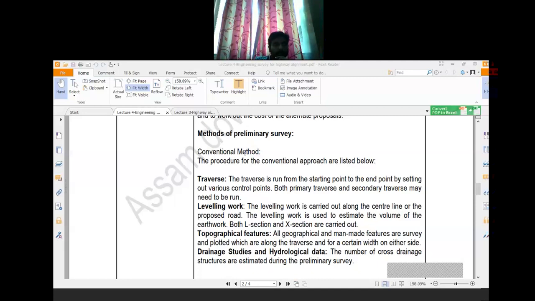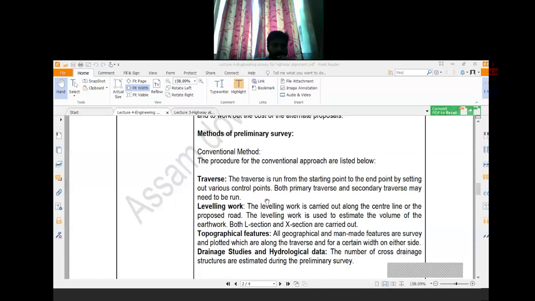Leveling work is where you calculate what leveling work is needed for your embankment. Leveling work is carried out along the center line of the proposed route, and it is used to estimate the volume of the earthwork. Both L section and X section are carried out. L section and X section mean you have to carry out the leveling work in the horizontal direction as well as in the vertical direction. What should be your leveling work which is needed for your alignment?